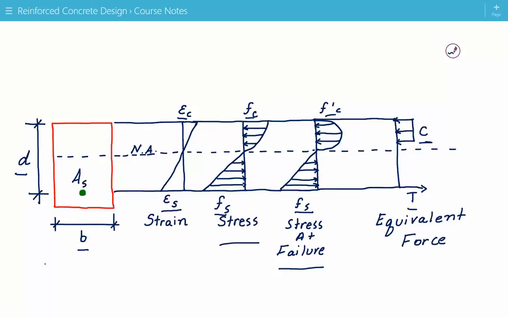Even though there is some tension load on the concrete below the neutral axis, for simplification, we just say that all of the tension load is taken by the steel reinforcement.